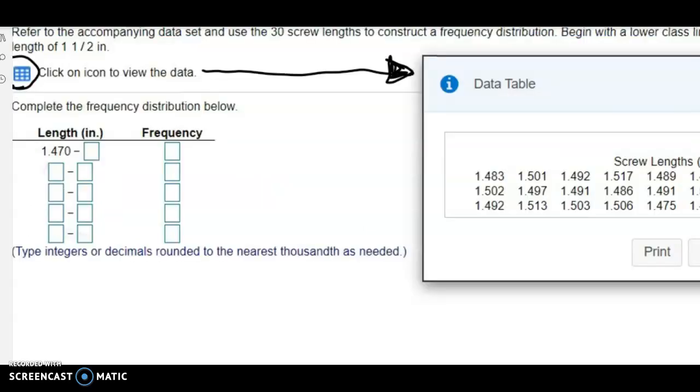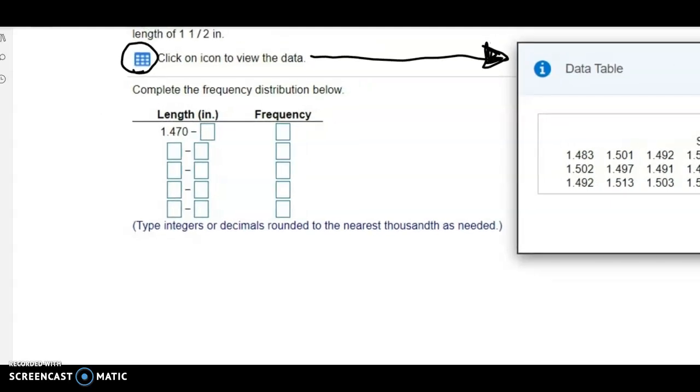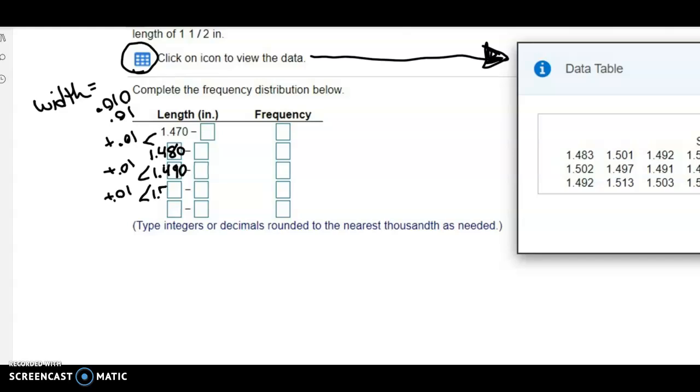But first we have to start with our class widths. So we know that the width is equal to 0.010. You can just call it 0.01. If we know the class width, we know that that's the amount that I take from one lower limit and add to get to the next lower limit. So 1.470 plus 0.01 would be 1.480, plus 0.01 gives me 1.490, plus 0.01 will give me 1.500, plus 0.01 will give me 1.510. So there you have it. You have your lower class limits.